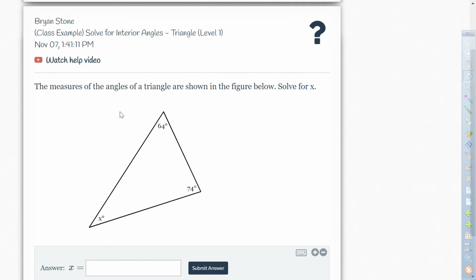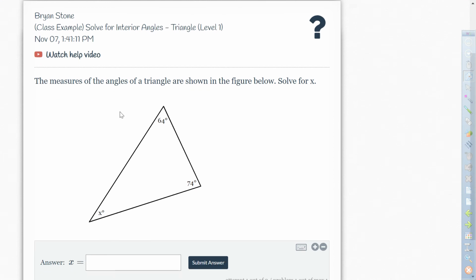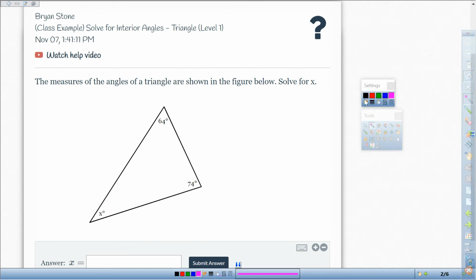All right, so these are your typical find-the-missing-angle-of-a-triangle problems. It says solve for x, but I would think of this section as just find the missing angle. These problems are all giving us two other angles. So the big thing to remember is that the three angles of any triangle always add to 180.